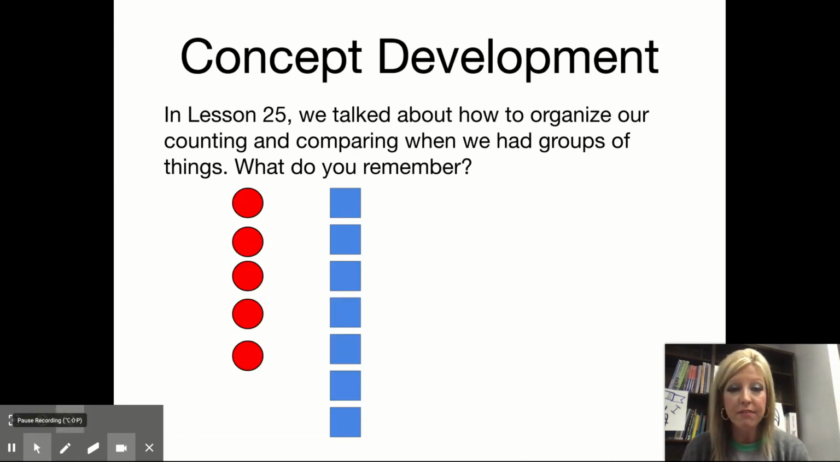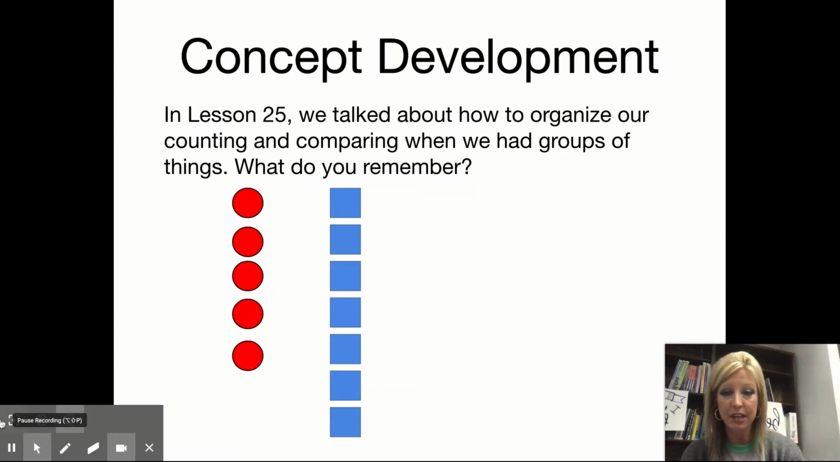In Lesson 25, we talked about how to organize our counting and comparing when we had groups of things. What do you remember about that? Go ahead and pause the video and discuss that with a learning partner at your home. Some things you may have said is that we lined them up, we counted them, we matched them, and all of those things are correct.